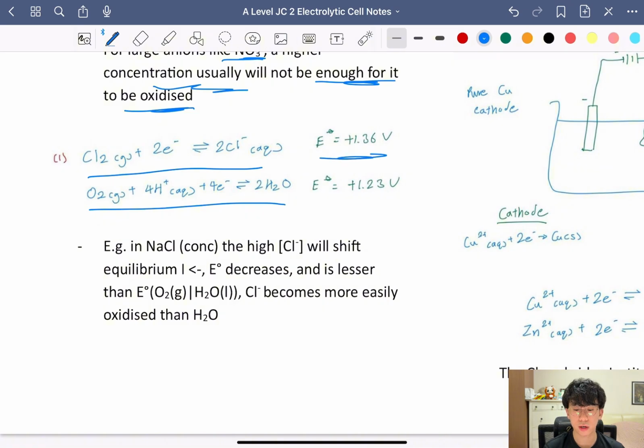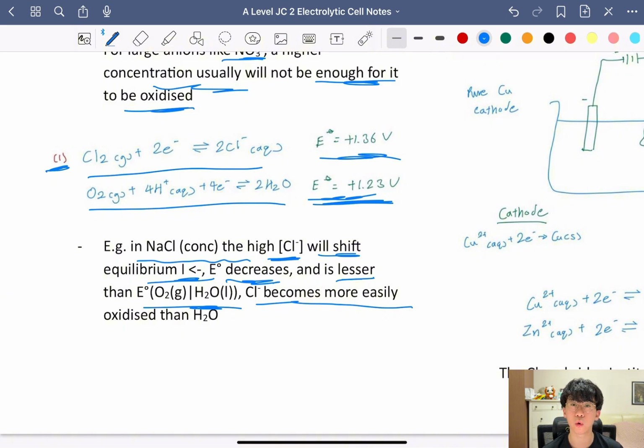Now, if you look at the two E0 values, you will see that since water has a lower E0 value, this is usually oxidized more favorably. However, when you have a concentrated solution of sodium chloride, for example, when you have more Cl- ions in high concentration, this will shift the equilibrium to the left. And this would make the E0 of equation 1 be lower than the E0 of O2/H2O. And this would make Cl- become more easily oxidized than your H2O at the anode.